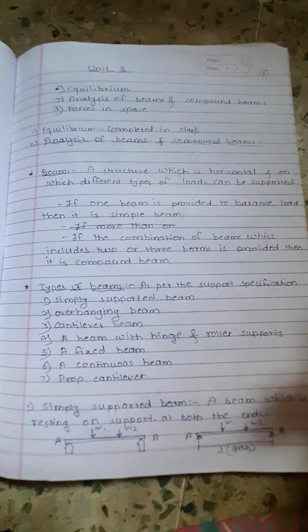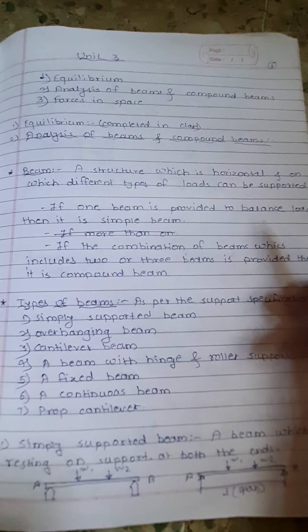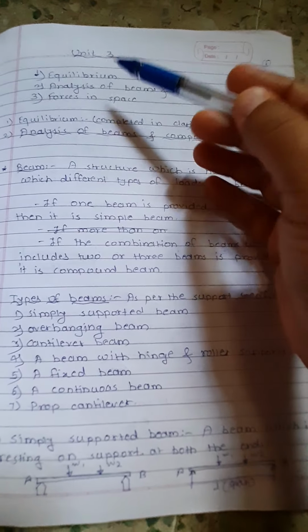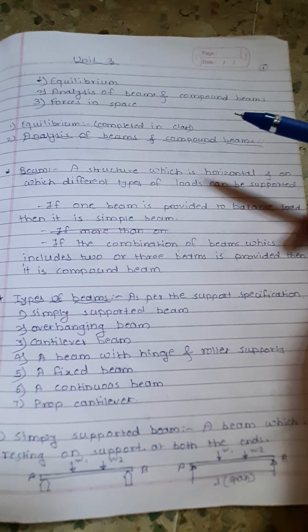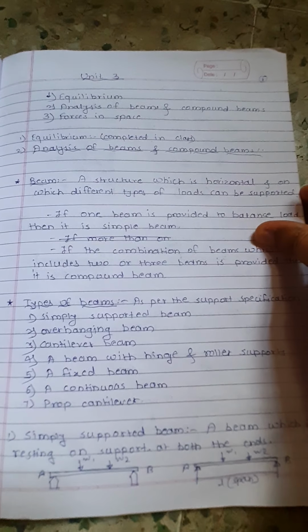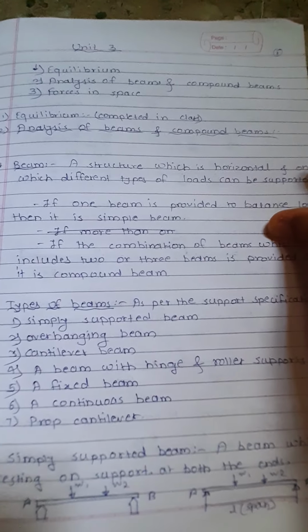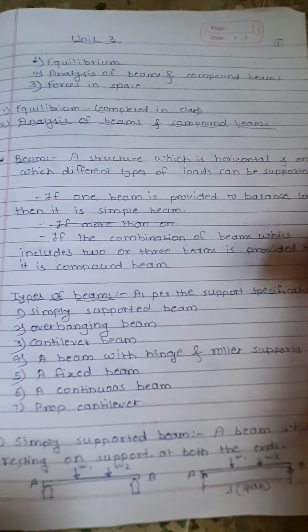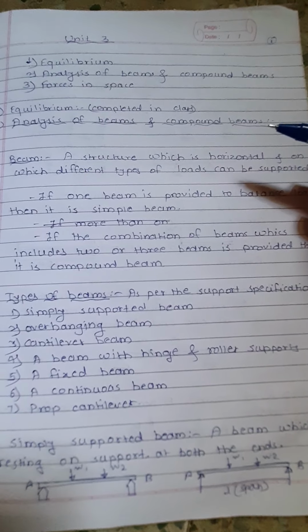Dear students, now we will see the contents of Unit 3. It contains basically three parts. The first is equilibrium, second analysis of beams, and third is forces in space. Out of that, we have covered the part of equilibrium in the class. Now we will start with the next part, that is the analysis of beams.